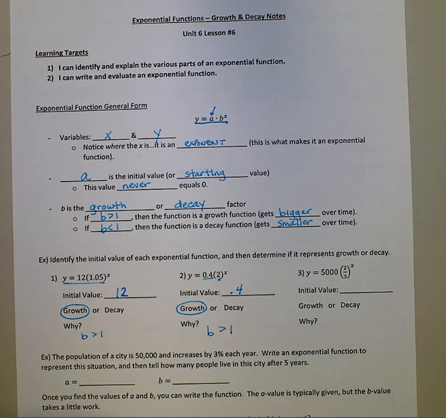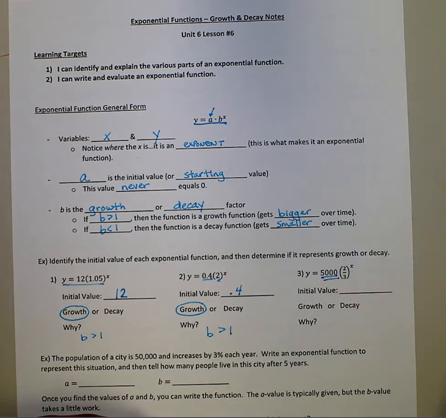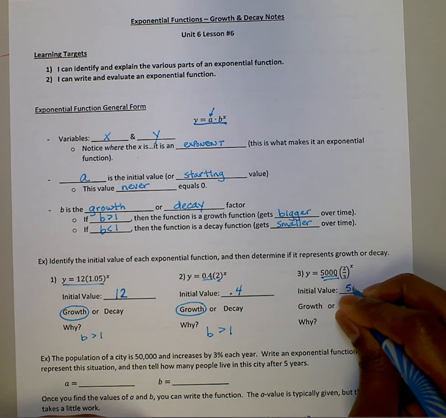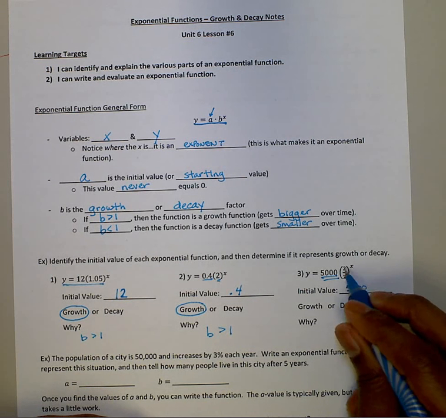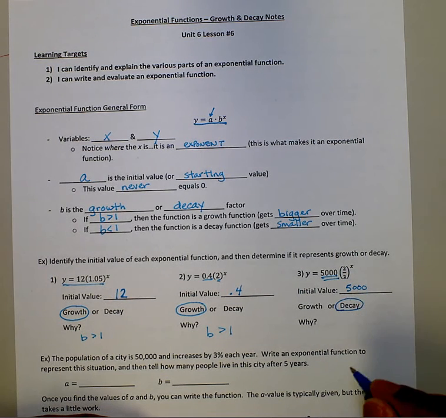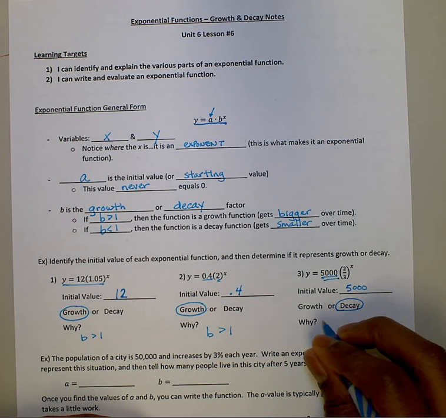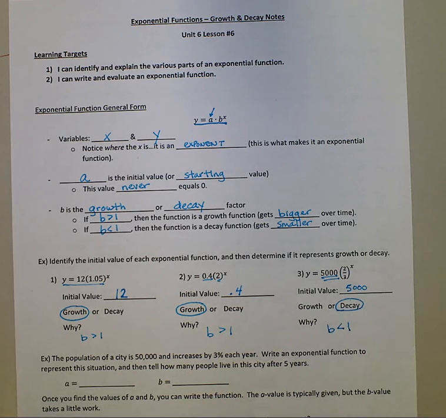For our third example, our initial value is 5,000. Now look at b. b is a fraction, but 2/3 is still less than 1. So it's a decay value. It can be written as a fraction or decimal. Remember, those are really the same thing. They're interchangeable. And it's a decay function because b is less than 1. Alright? So that's just being able to identify your different parts of the exponential function.